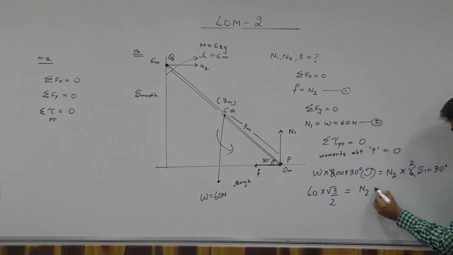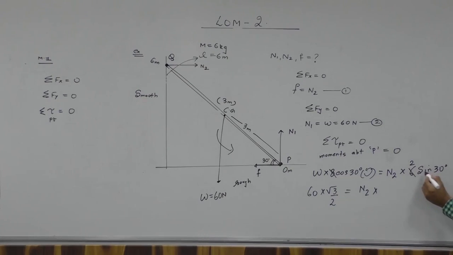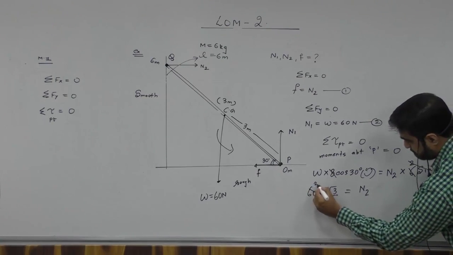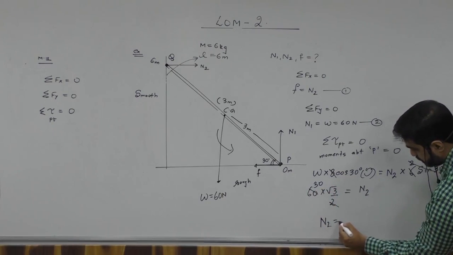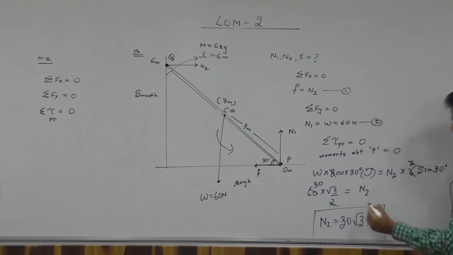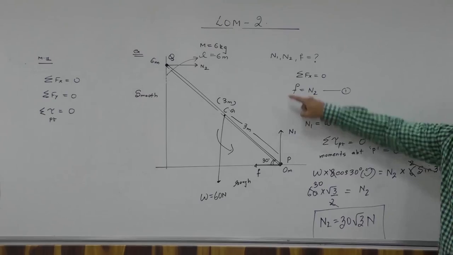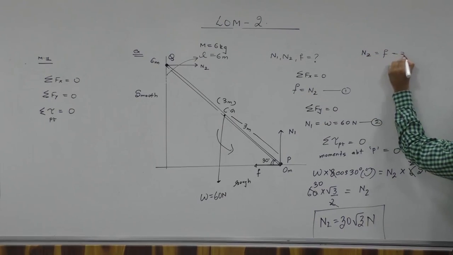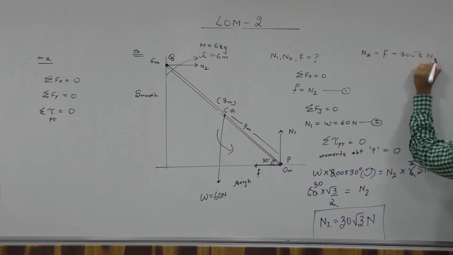N2 into 2 sine 30. What is sine 30? Half. So N2 will become what? 30 root 3 Newton, right? Once you get N2, I can say that is F. N2 is equal to F is equal to 30 root 3 Newton.